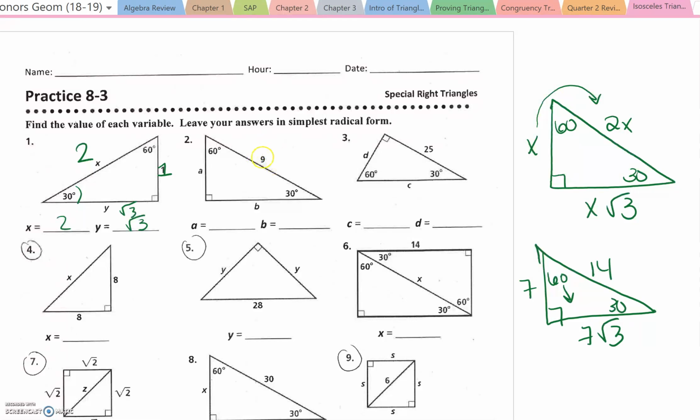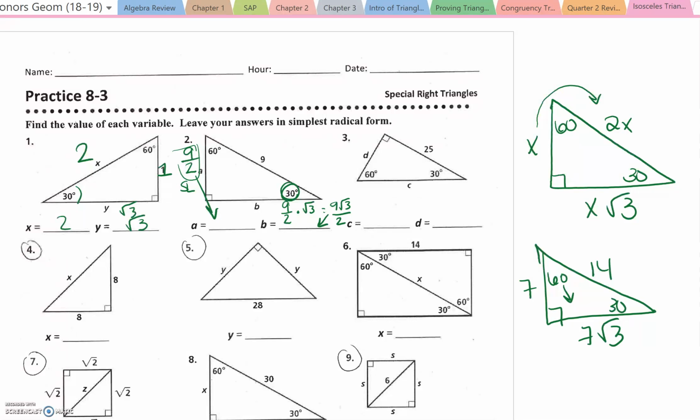Number 2, you have the hypotenuse, and you guys can use that little foldable that I gave you. You're always thinking about what you have. So you have the hypotenuse. The first thing it says to do is divide by 2. So I'm just going to take 9 over 2, because that will give me the short leg. The short leg is across from 30. Once I have my short leg, I take the short leg and I multiply it by root 3, which would give me 9 root 3 over 2. So there's B, and then A we said was 9 over 2.